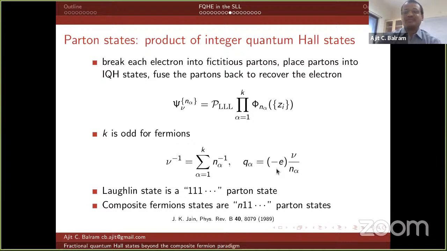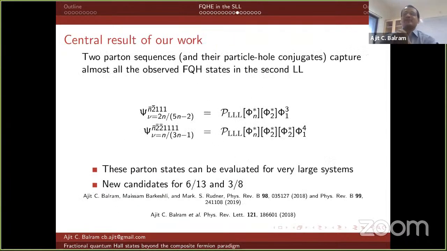The composite fermion states are also parton states, where you get 3 partons, where one of them is at filling factor n, and the other 2 are at filling factor 1. Okay, so with this background in place, I can tell you the central result of our work. We propose 2 parton sequences and their hole conjugates, which capture all of the second Landau level states. And a nice feature of these parton states is that they can be evaluated for very large system sizes. And this gives you new candidate states for 6/13 and 3/8, which haven't been looked at.